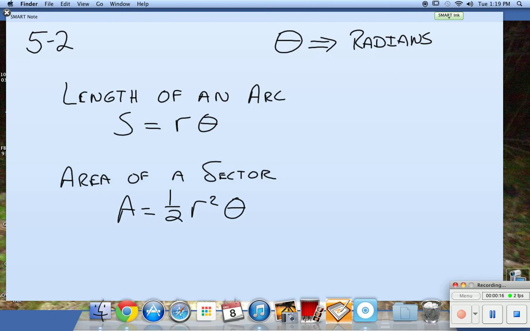The real key to this is your theta that they show here. I say area of a sector, I'm sorry. Your theta that they show here is your angle right here, and it's always in radians. So if it's given to you in degrees, you have to convert it to radians to be able to figure this out. Okay?